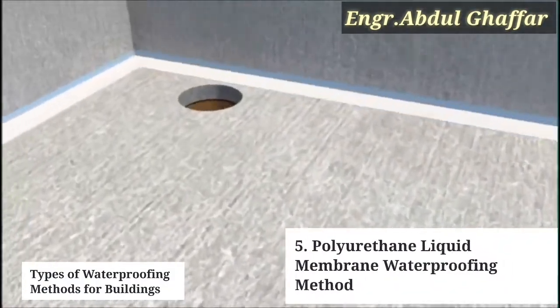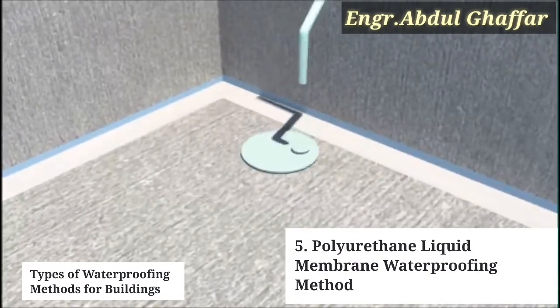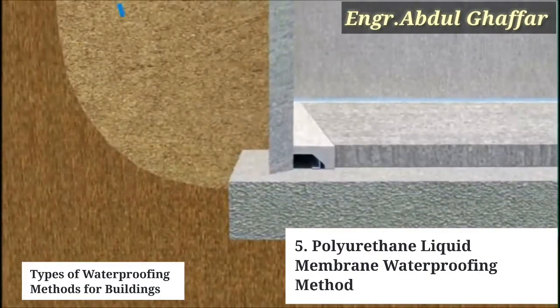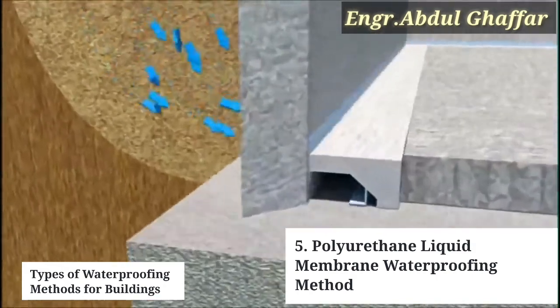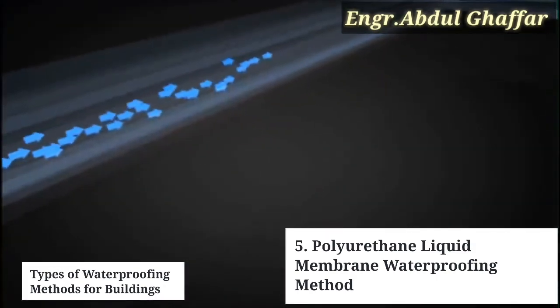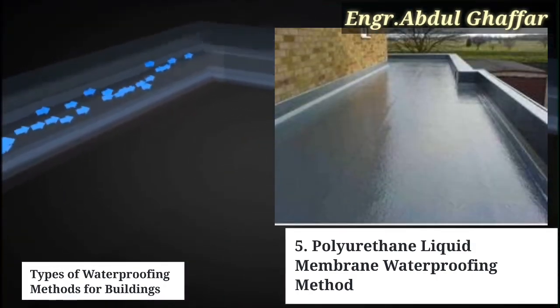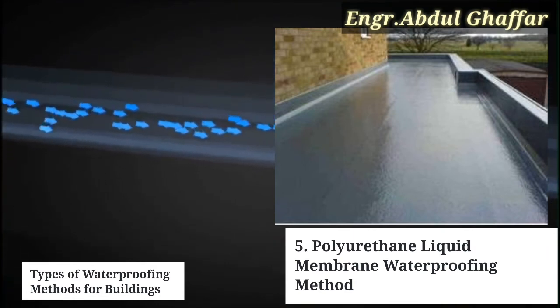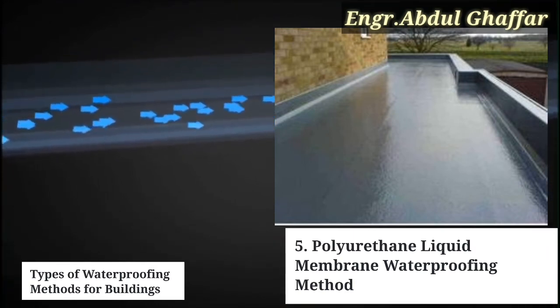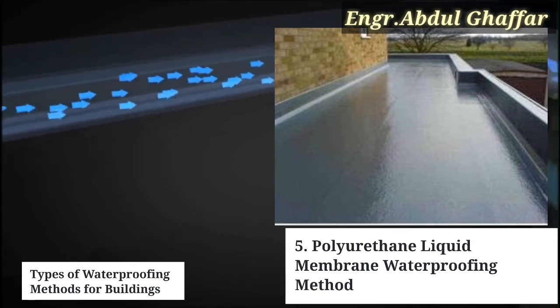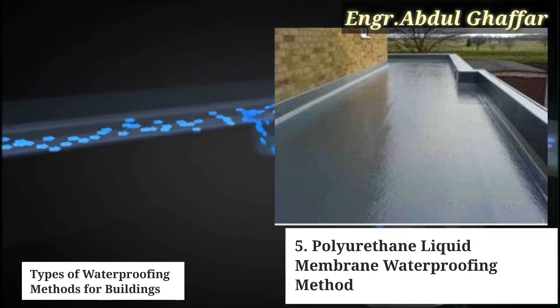Number 5. Polyurethane liquid membrane waterproofing method. Polyurethane liquid membrane method of waterproofing is used for flat roof areas exposed to weathering. This waterproofing method is expensive. Polyurethane liquid membrane can offer higher flexibility.